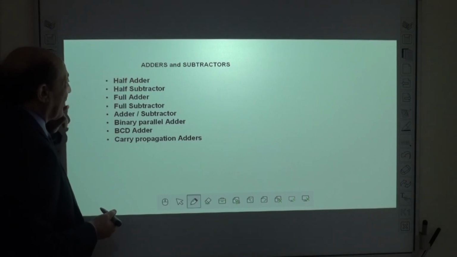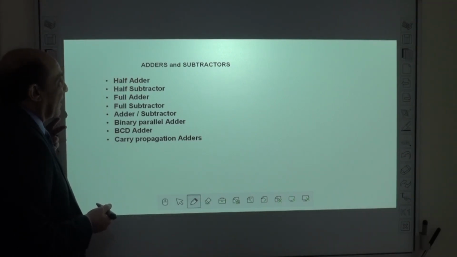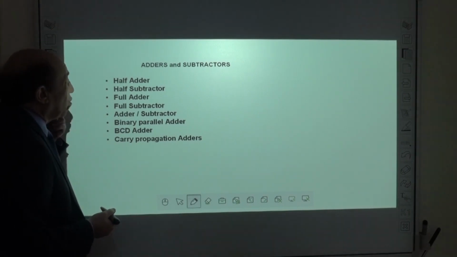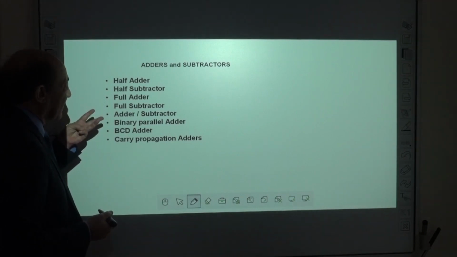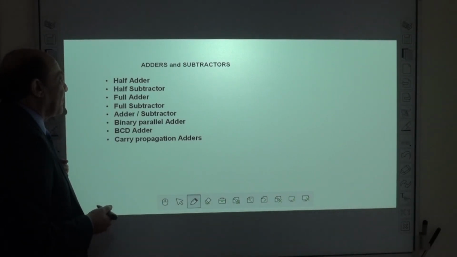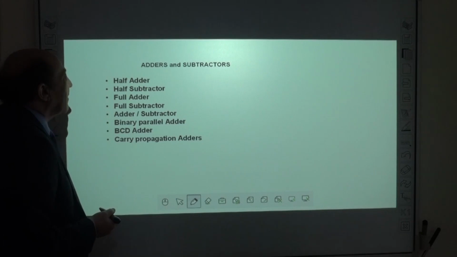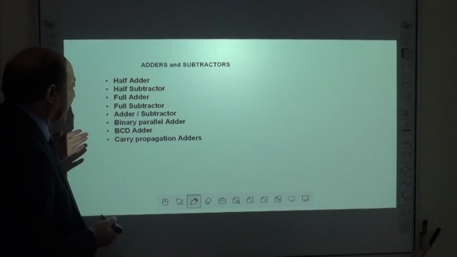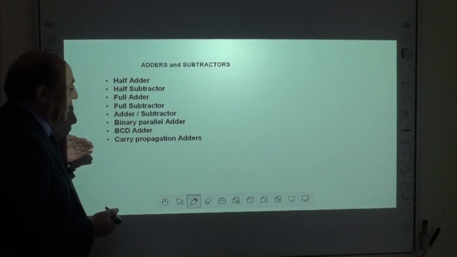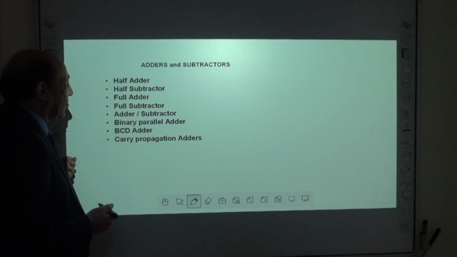Half adder is used to add 2 bits and outputs the sum and carry. Half subtractor is used to subtract 2 bits only and outputs the difference and the borrow. Full adder is used to add 3 bits and outputs the sum and carry. The same for full subtractor. Adder subtractor is a circuit used to add or subtract according to the command, add or subtract.